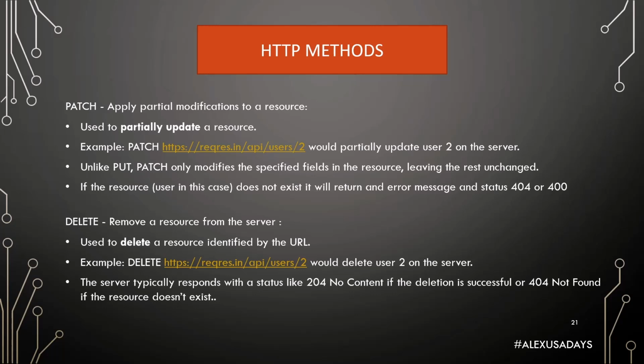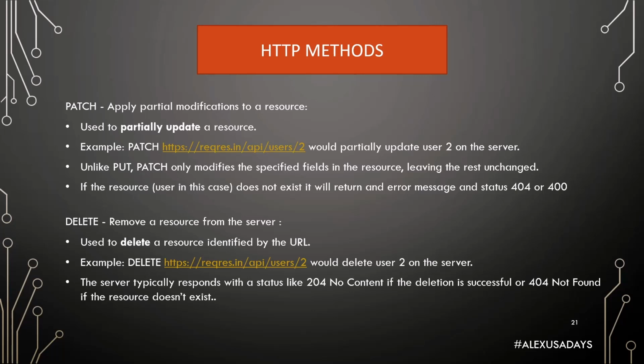The next one is PATCH. PATCH will apply a partial modification to a resource, so it's used to partially update a resource. An example, running the PATCH method on user 2 would partially update user 2 on the server with whatever information is provided in the PATCH body. Unlike PUT, PATCH only modifies the specified fields in the resource, leaving the rest unchanged. If the resource, the user in this case, does not exist, it will return an error message with status 404 or 400, depending on the implementation. For example, PUT will most likely create a new resource, right? In this case, PATCH is not going to do that.